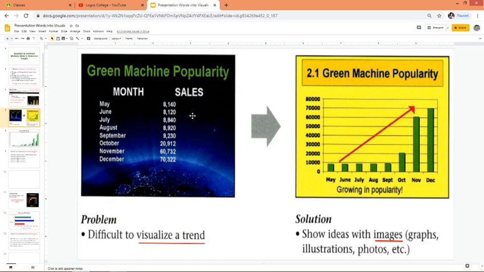So let's say you have all this information right here, and it can be quite confusing. The audience will be trying to read these numbers, and it's difficult to visualize a trend. If you change it into a vertical bar graph, you can see how much easier it is for the audience to see that as the months go by, the popularity of the Green Machine goes up. It's easy to see from May to September to November to December that it goes up. So we show ideas with images such as graphs, illustrations, and photos.